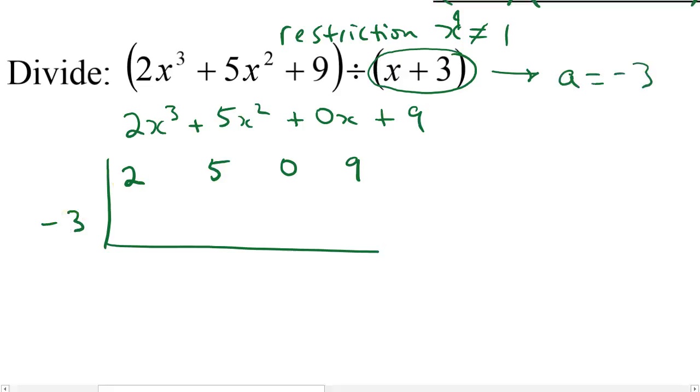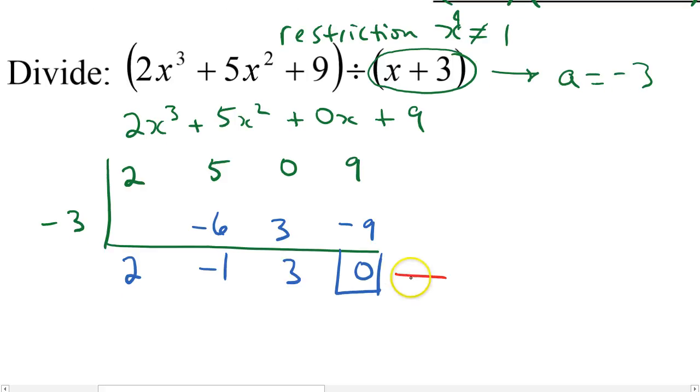So I'll bring down the 2. 2 times -3 is -6. Now my 5 minus 6 is -1. Now I multiply by -3 over here, so I get 3. 0 and 3 added together are 3. -3 times 3 is -9. 9 and -9 is 0. Okay, so this here, it kind of works out nicely, doesn't it? This is my remainder of 0.